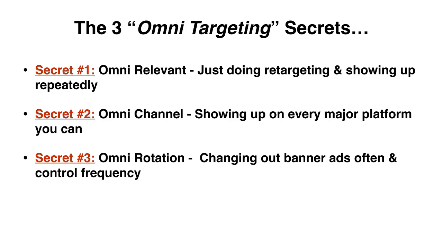And remember that halo effect that can happen through the Google Display Network with us showing up on sites like ESPN and using other display networks, showing up on weather.com and all those examples that I walked you through. And then secret number 3 is about omni-rotation, and that's all about changing out banner ads often so that we don't have banner blindness and controlling frequency, and instead showing lots of different ads, right?